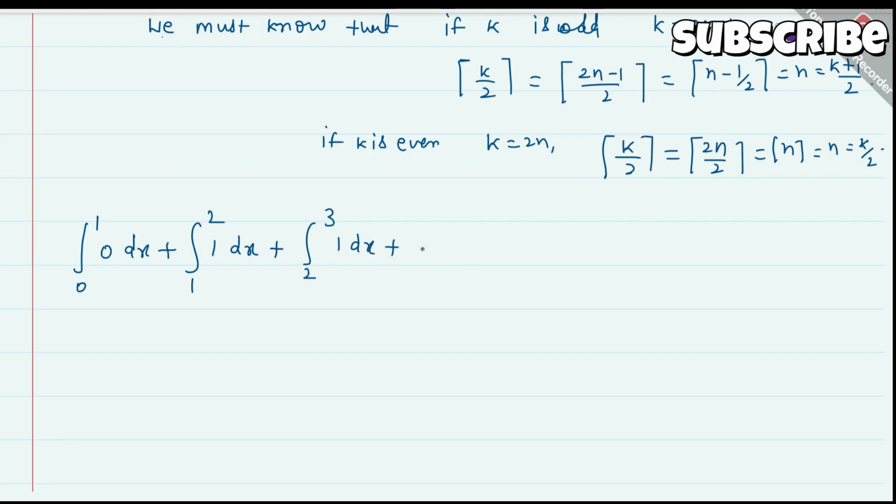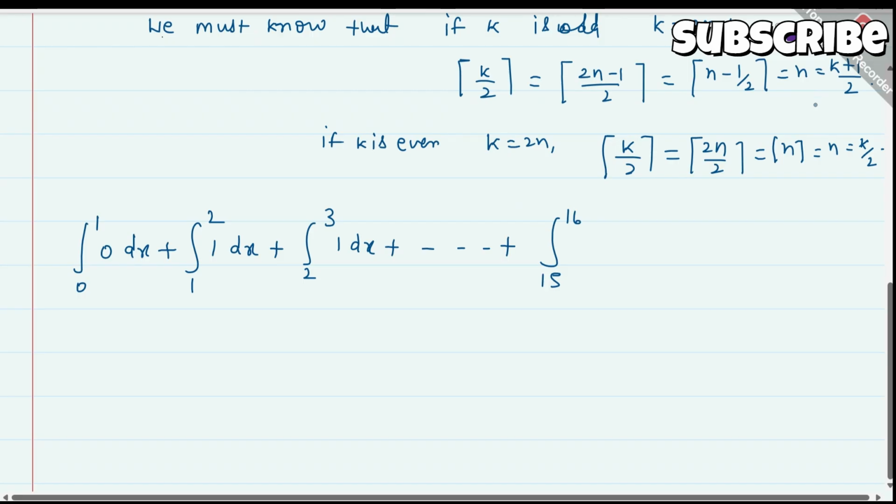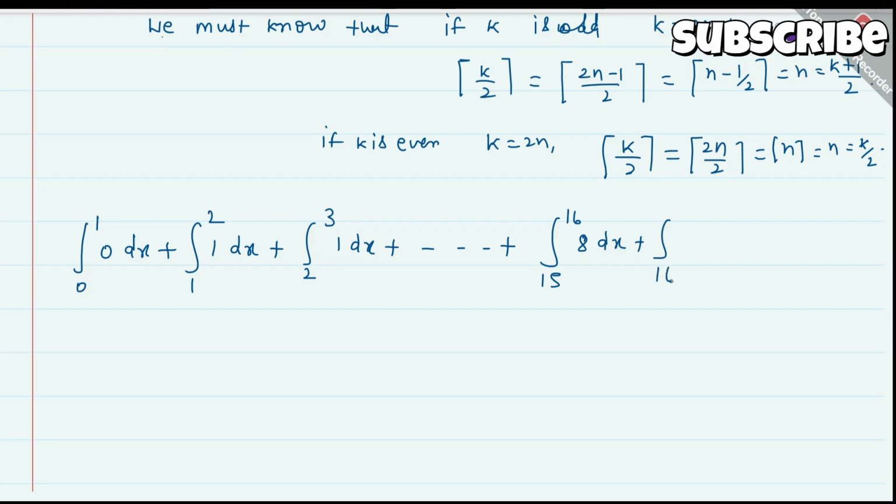Similarly, for 15 to 16, since 15 is an odd number, 15 plus 1 over 2 is equal to 16 over 2, which is 8, dx. Again, for 16 to 17, 16 is even, so 16 over 2 is equal to 8. And for 17 to 18, 17 is odd, so this is 9 times dx. For 18 to 19, 18 is even, so this is 9 dx. And for 19 to 20, 19 is odd, so this is 10 dx.